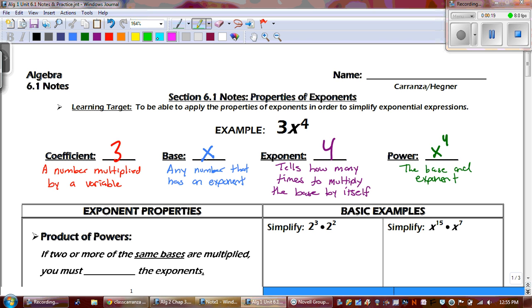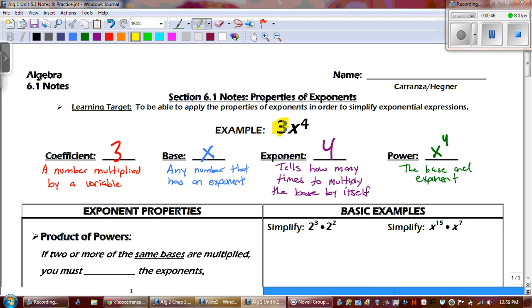So let's take a look at our example, 3x to the fourth. There are four things that we need to know about this example right now: what the coefficient is, what the base is, what the exponent is, and what the power is. Now, as you can see, I've already filled some of that out for you. The coefficient is the number in front. It's a number multiplied by a variable.